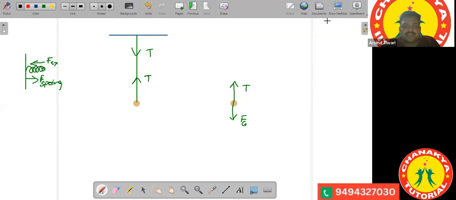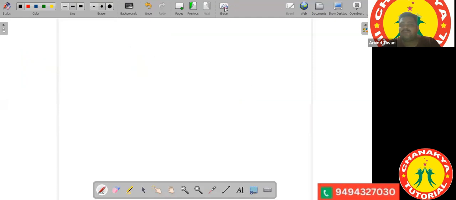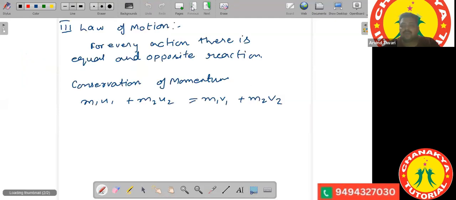Today we are continuing with the magnetic effect of electric current. This is the last topic that we are continuing.